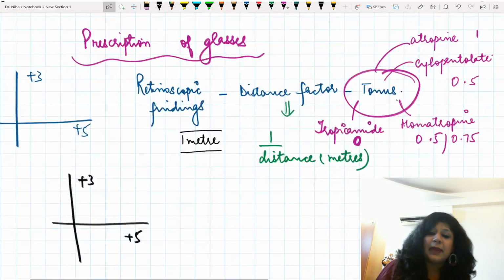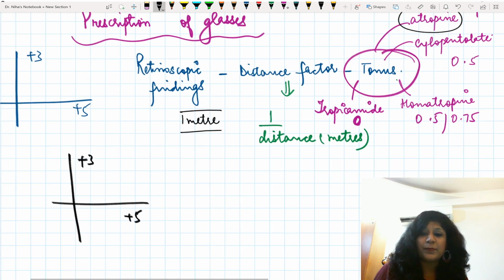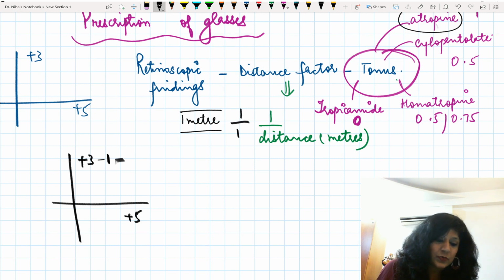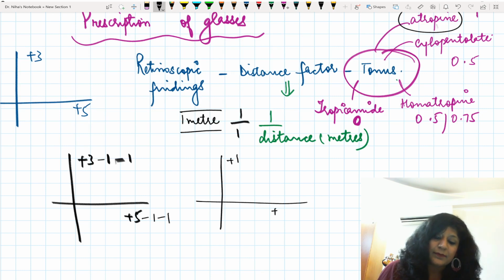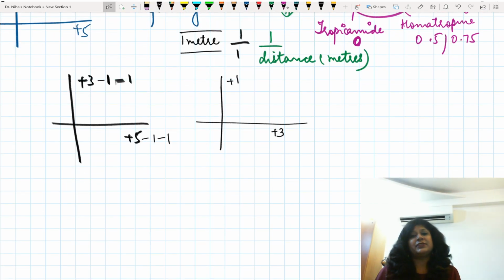And maybe you are using the atropine here. So what we have to do, from this I have to reduce 1 upon distance of meter, so -1, and then we are using atropine, so -1 again. Similarly, -1 and -1 here. So now the final one you are getting is +1 here and +3 here. So now this is your final findings.